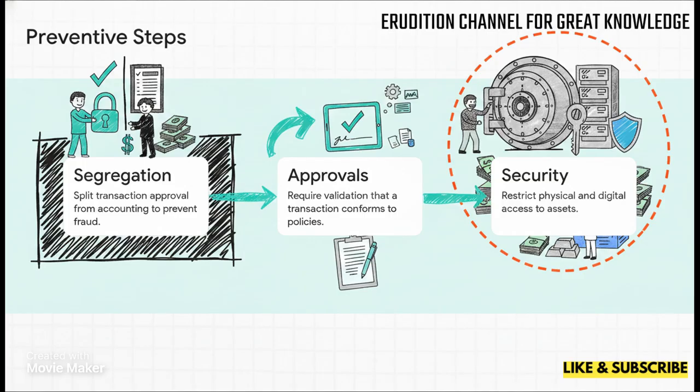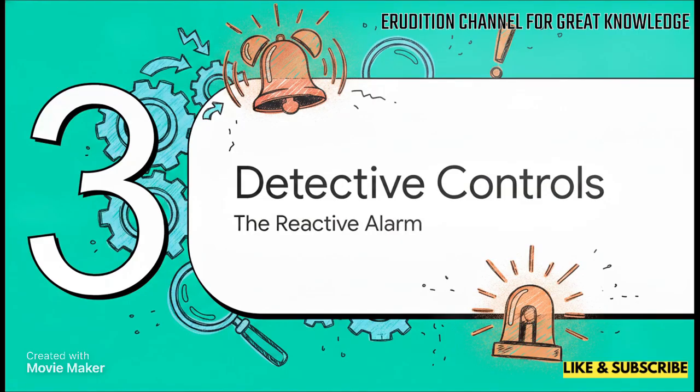Next, we have approvals and authorizations, basically requiring a supervisor to validate that a transaction actually conforms to company policy. And finally, security of assets. This simply means restricting physical and digital access to equipment, cash, and inventory so only the right authorized folks can get in. Okay, let's switch gears to part 3, detective controls.